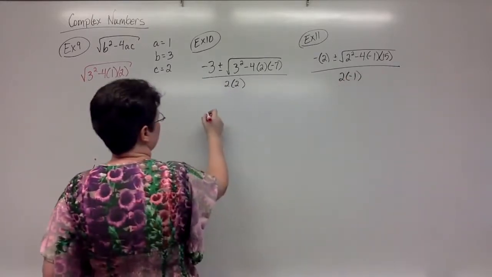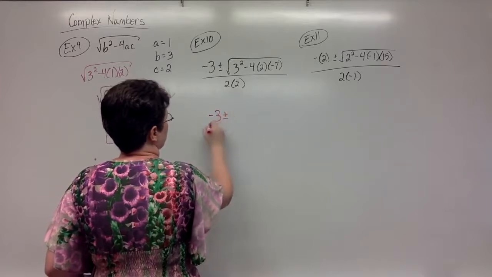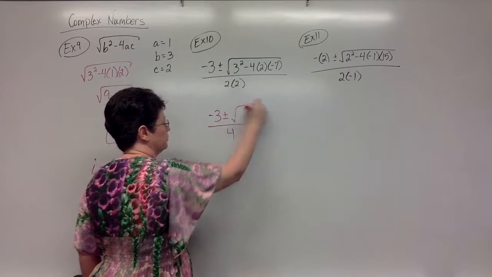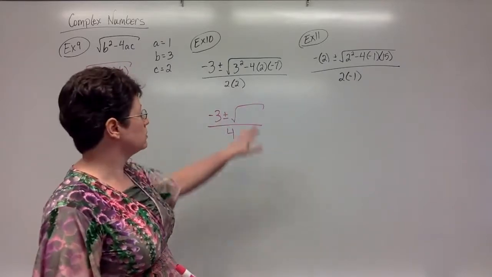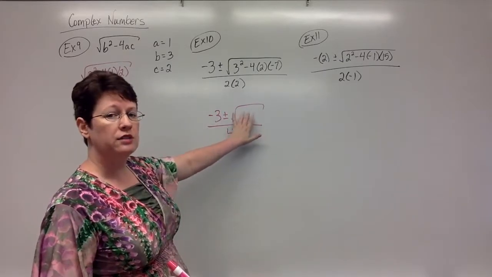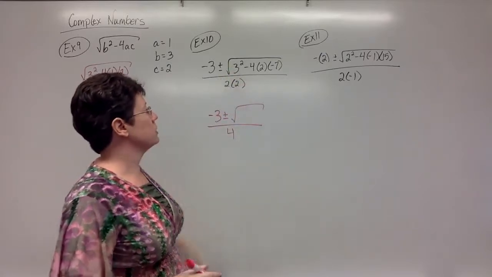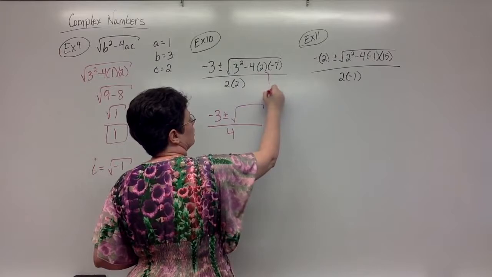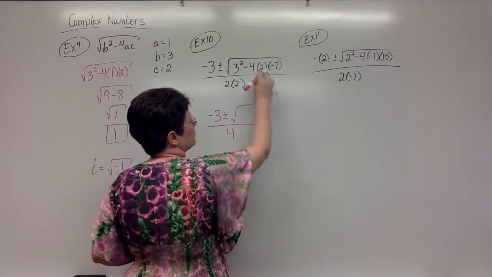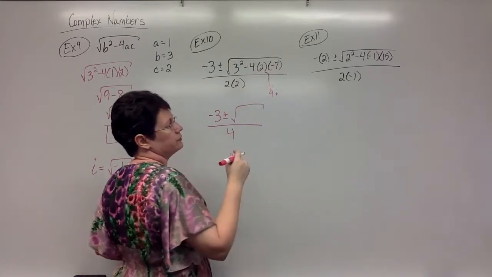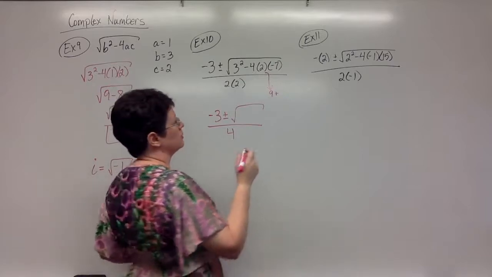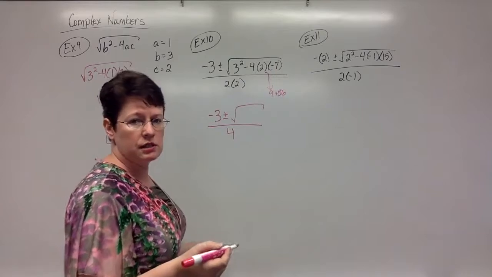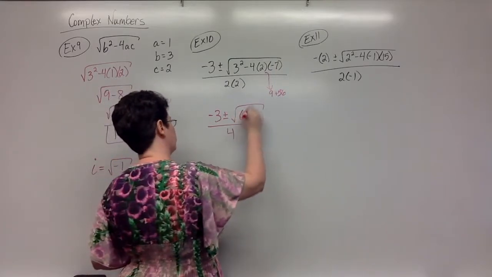So that -3 out front, we're just going to keep it out front. 2 times 2 on the bottom, that's 4. Now I need to fill in the hole. See my hole? My hole is all that stuff under the radical. So what's under there? So the stuff under the radical is 9 plus, and this becomes 8 times 7. What's 8 times 7? 56. Well, 9 plus 56 is 65.